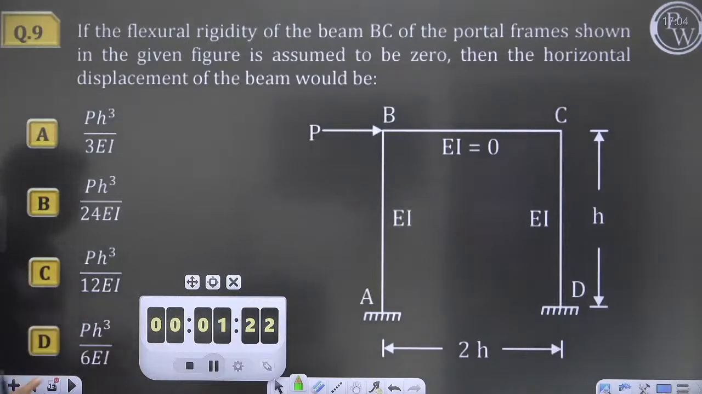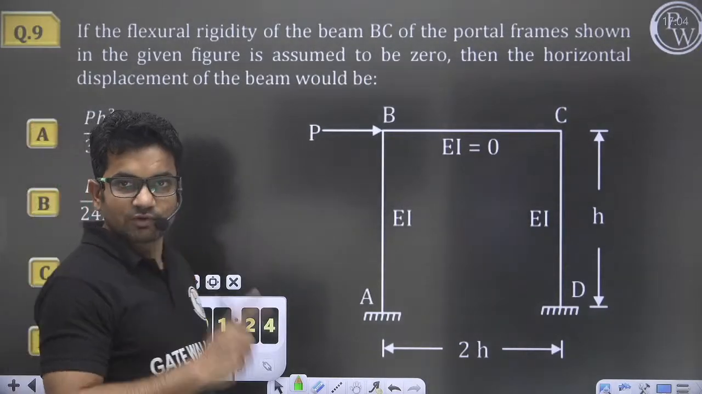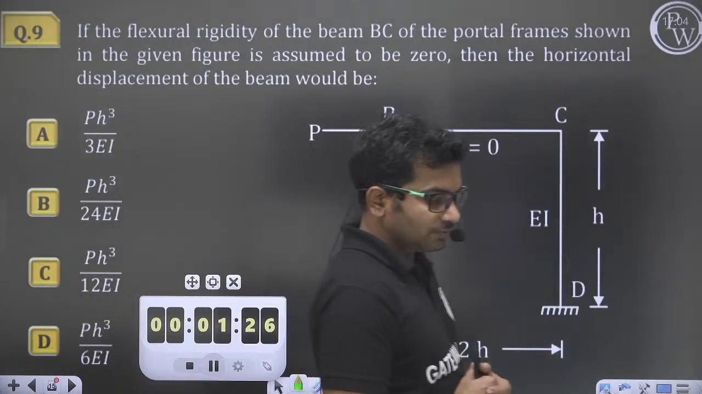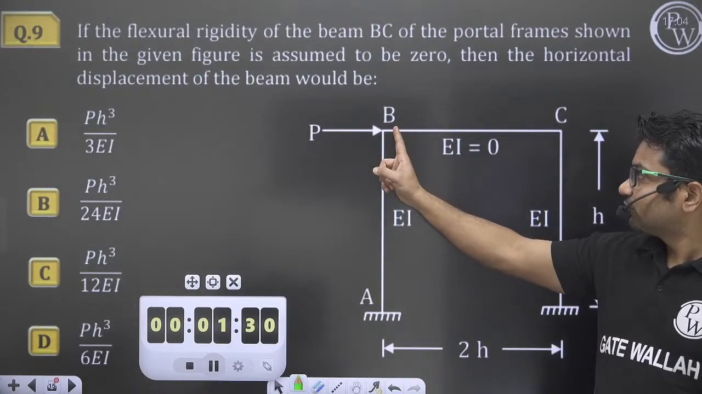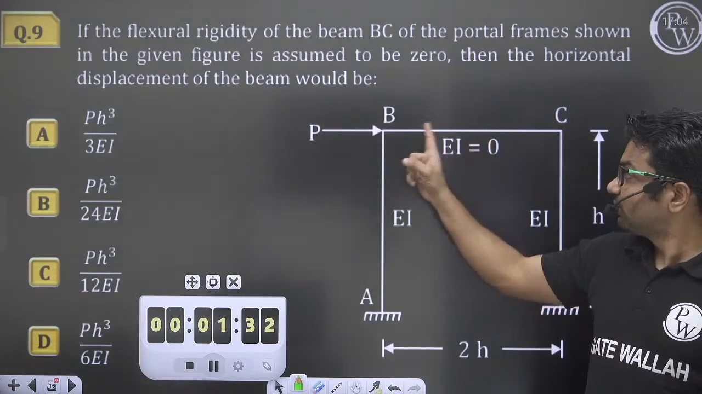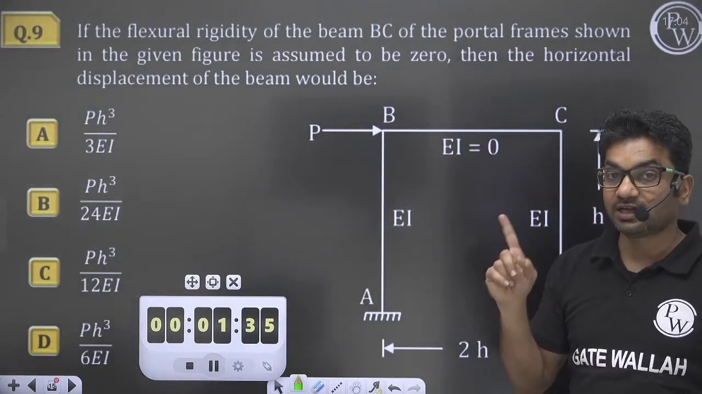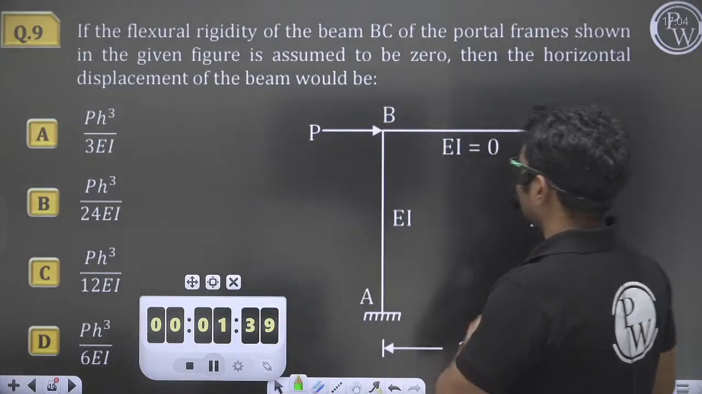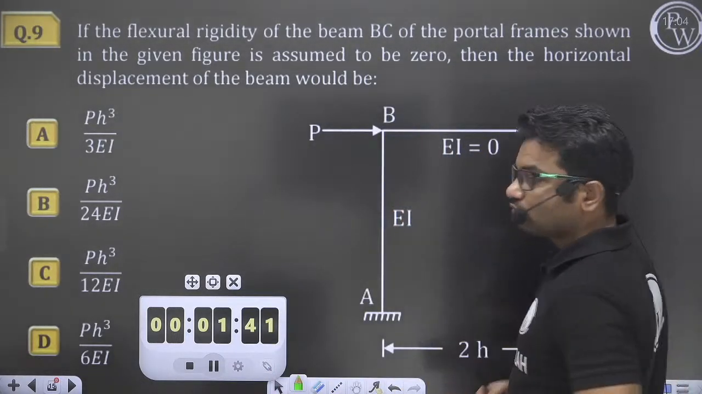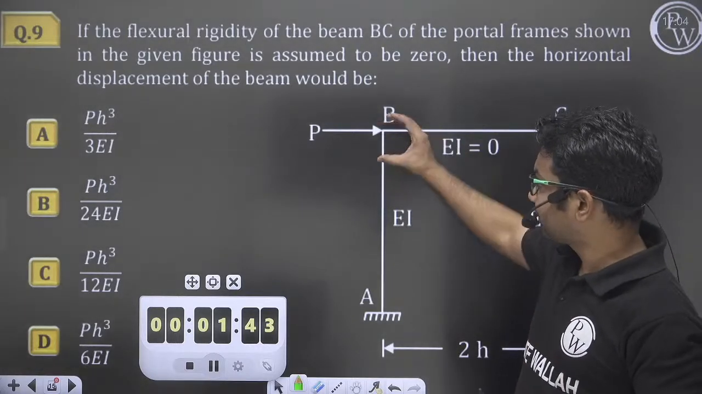Now see, in this you have to just grab one concept, that EI is 0. Flexural rigidity is 0. So that means at joint B and at joint C, it will not offer any resistance against the rotation of these joints. This member, BC member, is not going to offer any resistance for rotation.